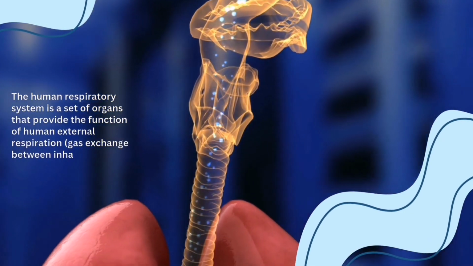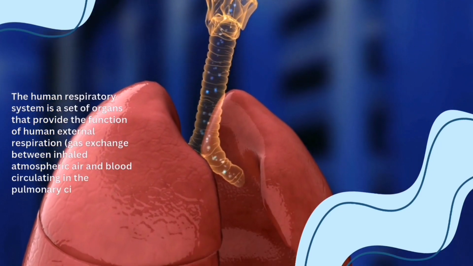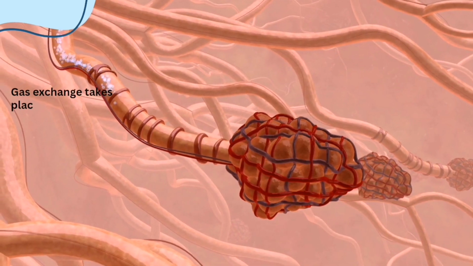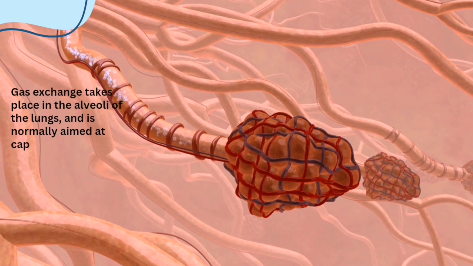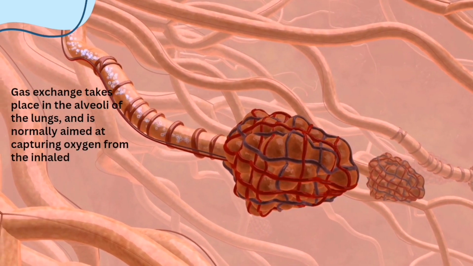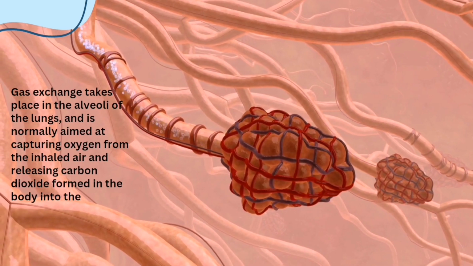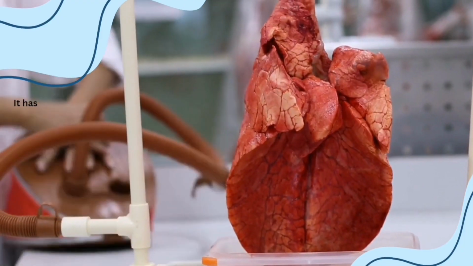The human respiratory system is a set of organs that provides the function of human external respiration, gas exchange between inhaled atmospheric air and blood circulation in the pulmonary circulation. Gas exchange takes place in the alveoli of the lungs and is normally aimed at capturing oxygen from the inhaled air and releasing carbon dioxide from the body into the external environment.